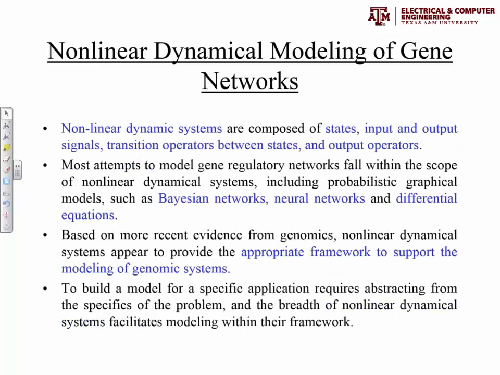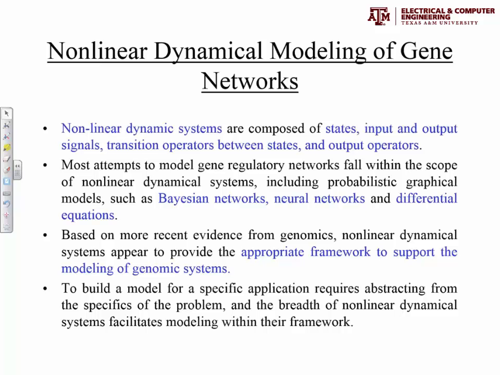So nonlinear dynamic systems are composed of states, input and output signals, and transition operators between states and output operators. Like the state transition equation, how you go from one state to the other, and then how the states are mapped into the outputs that you observe. Most attempts to model gene regulatory networks fall within the scope of nonlinear dynamical systems, including probabilistic graphical models. They tell you what the transition probability is, looking at the earlier state, such as Bayesian networks, neural networks, and differential equations.